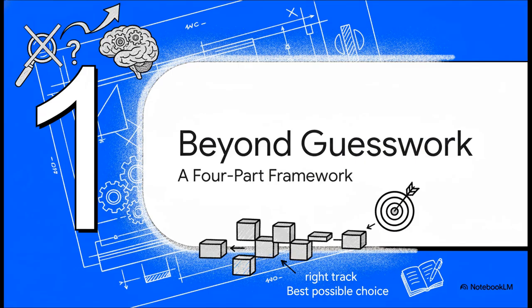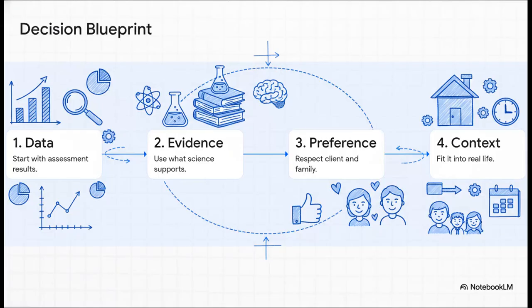So how do we get away from that random guesswork? Well, the answer is a structured, professional framework, a blueprint, really, for making the best possible choice every single time. And here it is, folks. This is the blueprint for making great decisions, and it's built on 4 key pillars: data, evidence, preference, and context. So let's break each one down one by one.